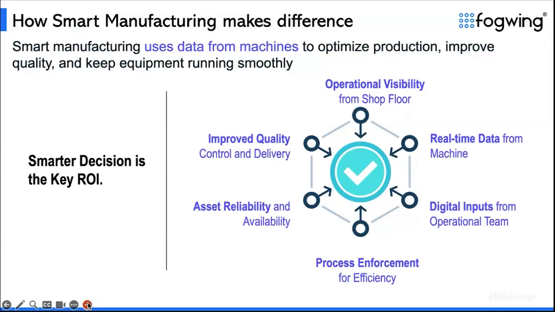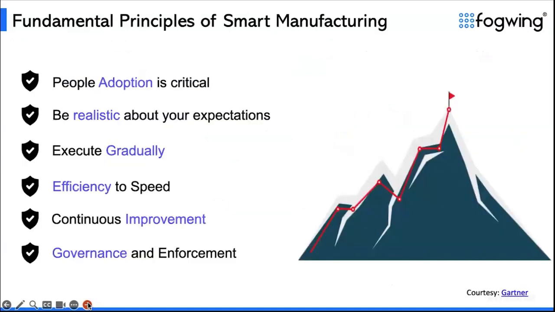So the main value here is to make decisions faster, and those decisions help to improve the systems, processes, and people holistically. That's the way we look at the value of the smart manufacturing solution, and that's the key deliverable from the smart manufacturing solution standpoint.